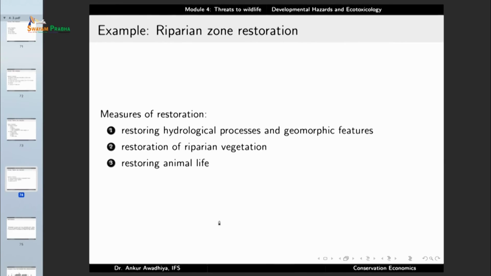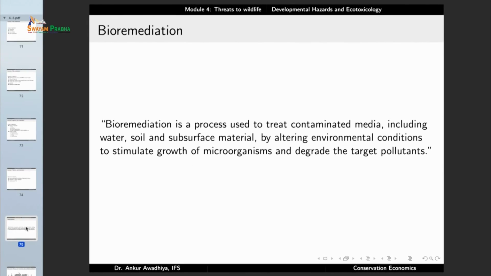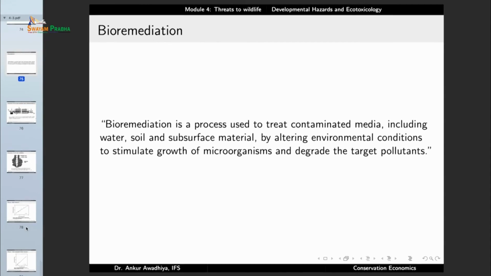Restoring of animal life that was affected because of the degradation. And when we are doing restoration activities these days, bioremediation has come in a big way to aid the restoration activities. Bioremediation is the process that is used to treat contaminated media, including water, soil, and subsurface material, by altering environmental conditions to stimulate the growth of microorganisms and degrade the target pollutants.